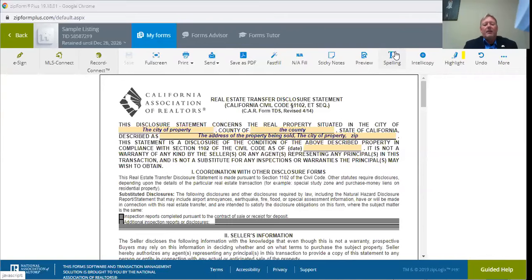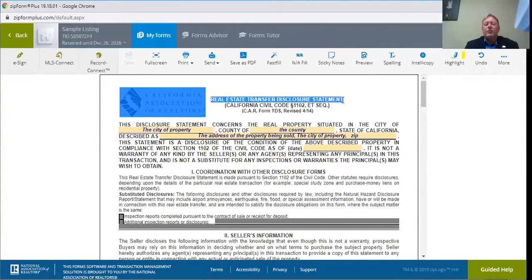So today we're going to be talking about one of the disclosures that's very, very important, and it's the TDS, which is also referred to here as the Real Estate Transfer Disclosure Statement. A transfer disclosure statement is required by California law in Section 1102 of the California Civil Code. This law requires that every residential seller complete a TDS for the buyer. This document is one of the many seller disclosures that buyers receive during their contract contingency period.